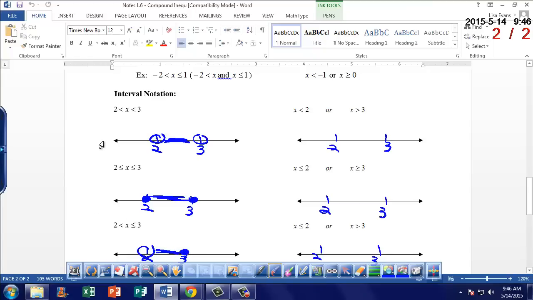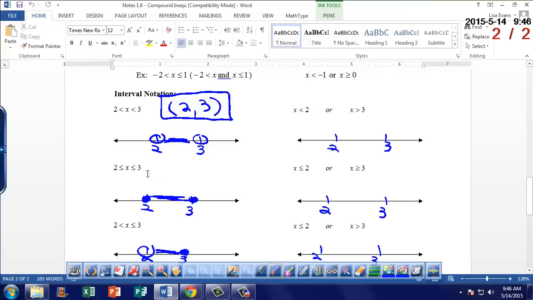Now, here's how you write it. So you read the number line from left to right. I don't see anything until I see 2, not equal to it, so it's a parenthesis. Then I keep going until I see 3, parenthesis. This looks like an ordered pair, but this is our answer in interval notation.